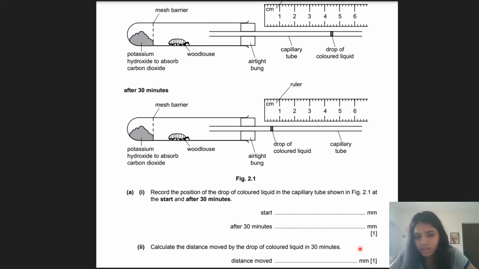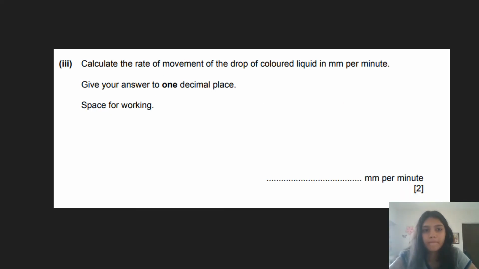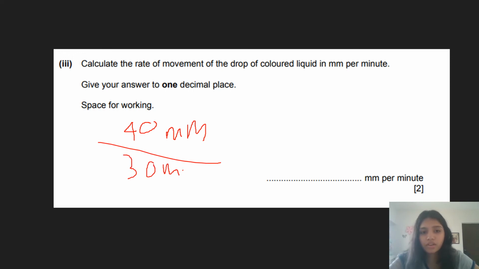Okay, and this is moved in 30 minutes. Now we need to calculate the rate of movement of the drop in millimeters per minute. Whenever a rate is given, you know that your denominator is going to have a unit of time. So the rate of movement in millimeters per minute: we know that the distance moved by the drop was 40 millimeters, so we have the numerator. And the time period was 30 minutes, so over 30 minutes, we already have the denominator.